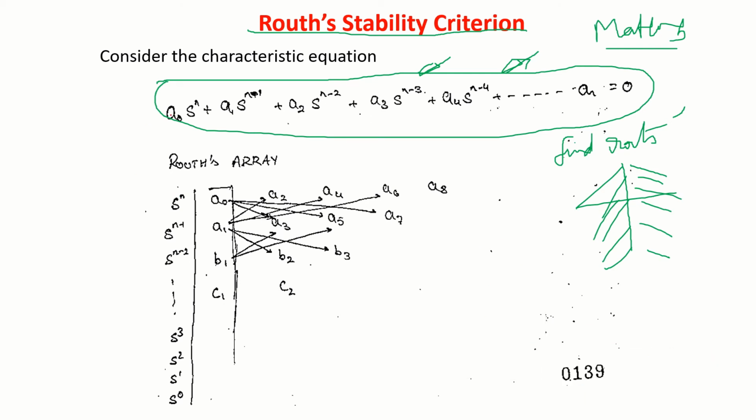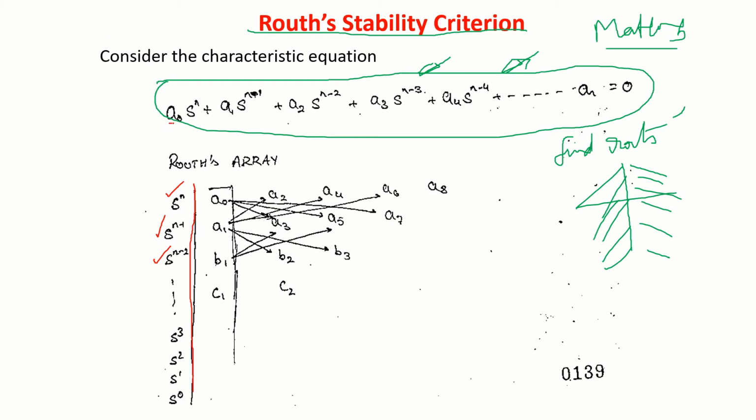Now suppose a characteristic equation is given like this. Then what you do is draw a vertical line like this. Then you write s to the power of n, s to the power of n minus 1, s to the power of n minus 2, and so on, down to s cube, s square, s1, s0, in order, right?